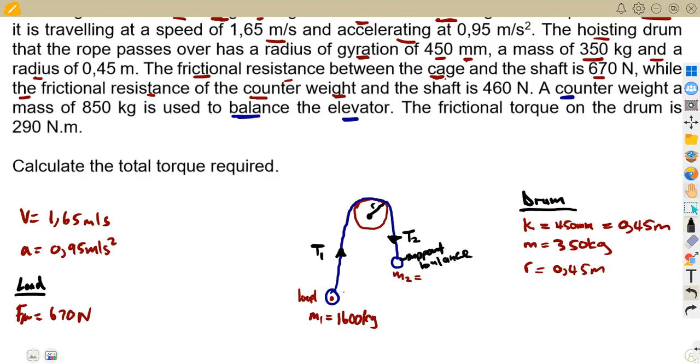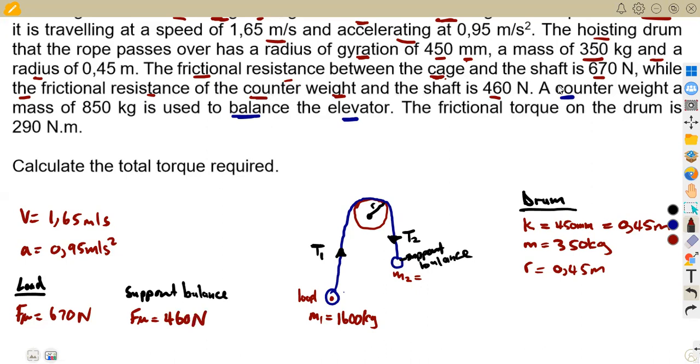On the support balance, we've got a frictional resistance affecting it. The frictional resistance on the support balance is given as what? 460 newtons. Sometimes they might give us the same frictional resistance affecting the load and the support balance. But in this case, we are given two different ones. All right, so take note of your information.